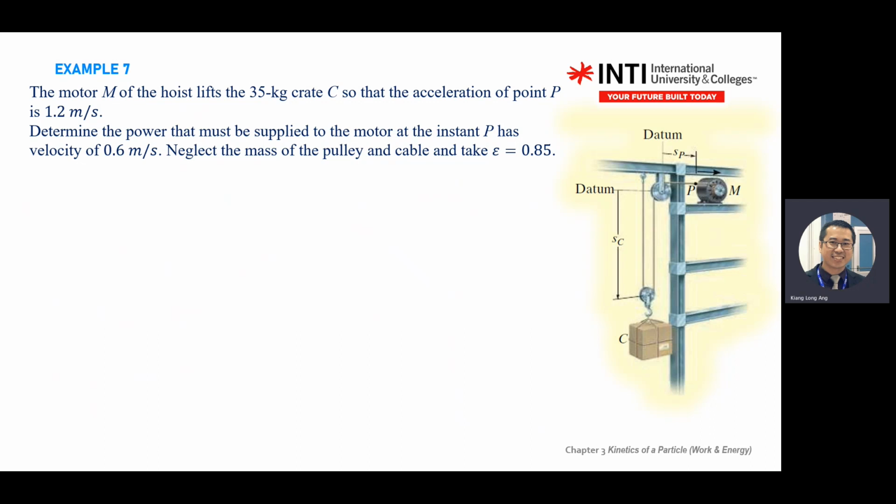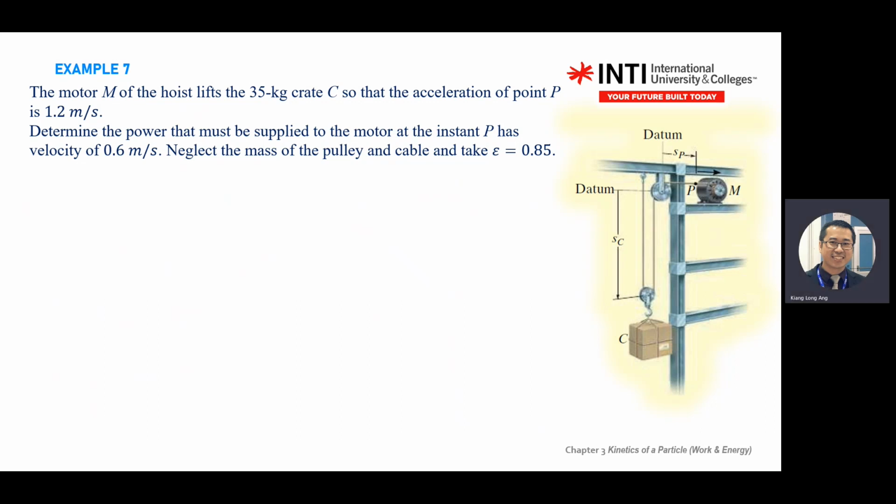You're given acceleration at point P, and you're given the velocity that you need to find, 0.6. Ignore mass of the pulley, cable, and take. This one is efficiency, equal to 85%. Recall the definition of efficiency: power output divided by power input. In your answer, you write this one out, you get 2 marks for the definition of efficiency.